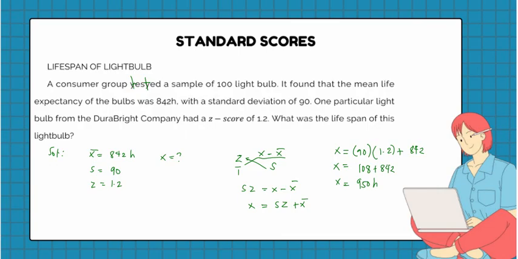Okay? Merong ganong mga scenario wherein instead of finding your z, you are going to be required to find s, your x, or either the mean. So you have to make use of the given and then also try to come up with an equation that will let you find these values. Okay? So, a matter of transforming the equation.